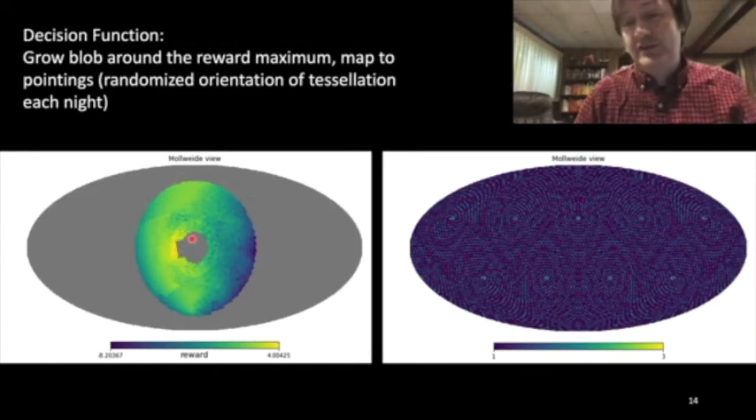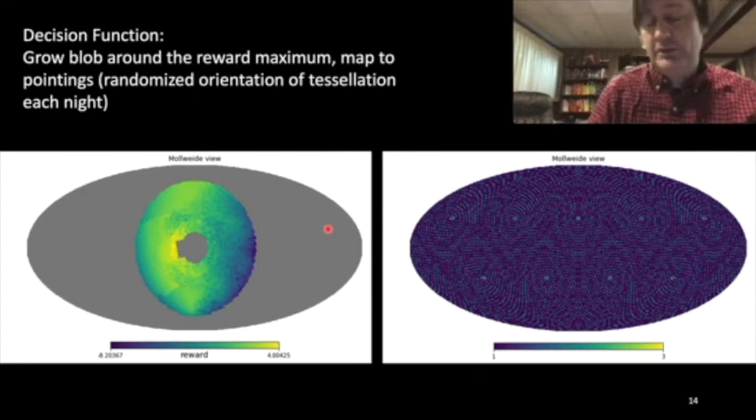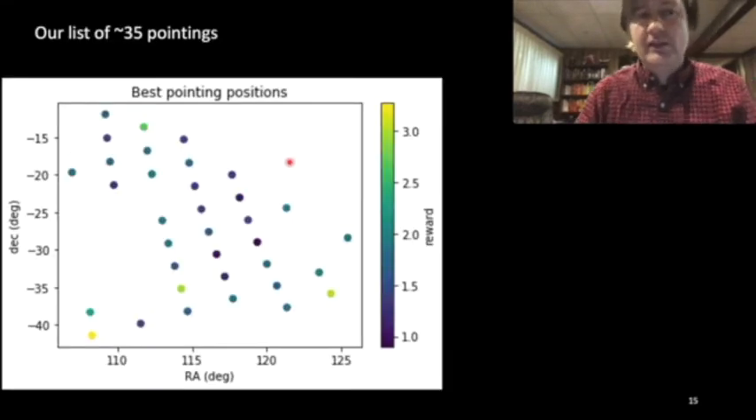It goes to our decision function. We have a tessellation of the sky that we randomize every night. And so we'll translate points in the reward function to actual pointings of the telescope. And that's how we're going to dither the telescope and make sure our final survey ends up extra smooth. We get a list of about 35 pointings where we'd like to point and their associated rewards.